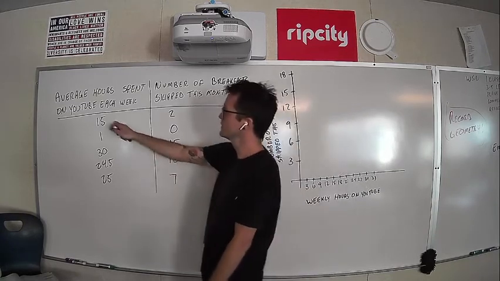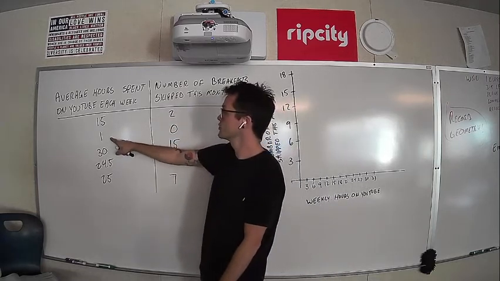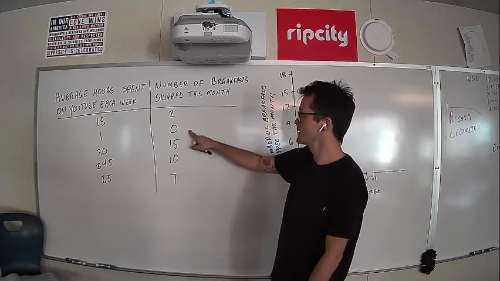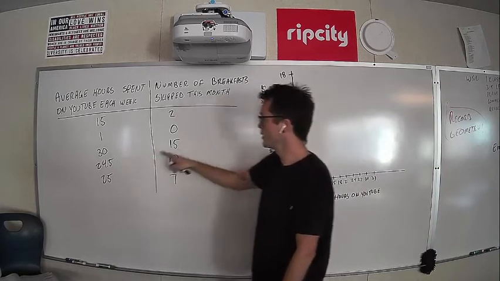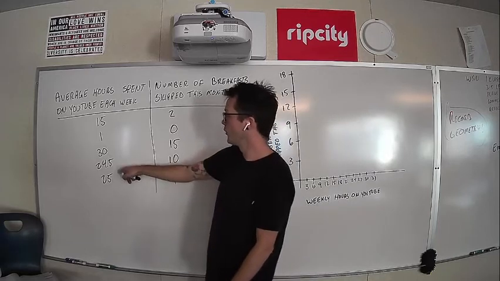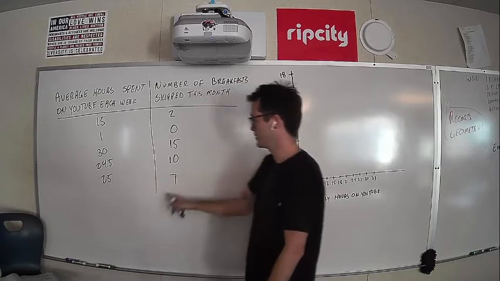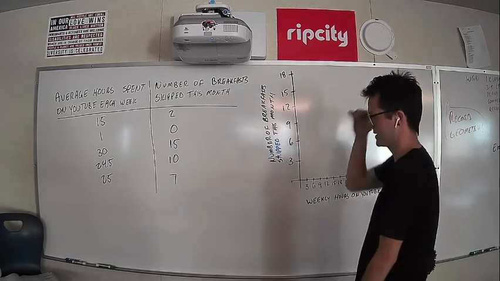The person who spends 15 hours a week on YouTube skips breakfast twice. The person who spends 1 hour on YouTube a week skips 0 breakfasts. 30 hours a week skips 15 breakfasts, so half the days they didn't eat breakfast. 24 and a half hours a week, they skipped 10 breakfasts. And the last person here, they skipped 7 breakfasts this month.